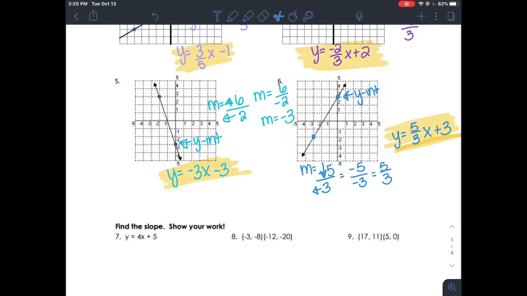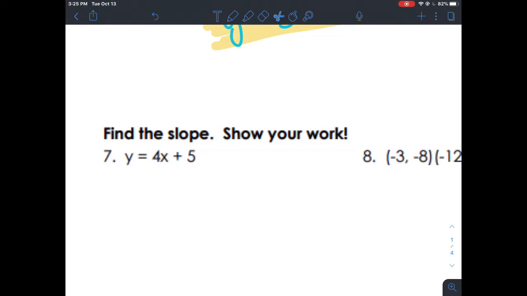And one other thing about slopes, please do not write them as a decimal. They should be a fraction because it's rise over run. If you have a decimal, it's very difficult to graph. Not impossible to graph, but it's very difficult. It's so much easier to graph when it's in a fraction because you just go up and over however many numbers you have. Next part, find the slope and show your work.